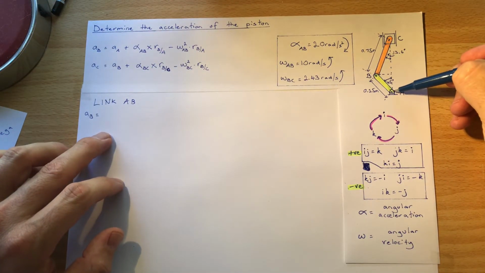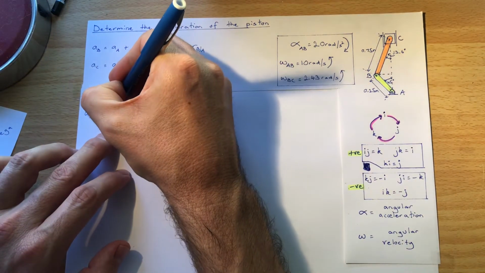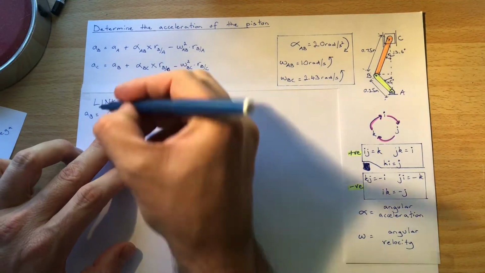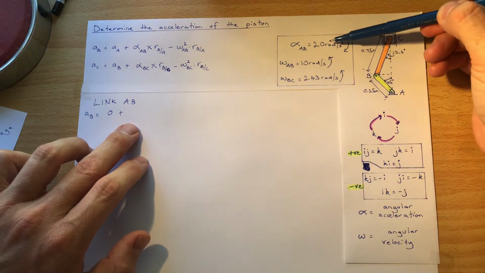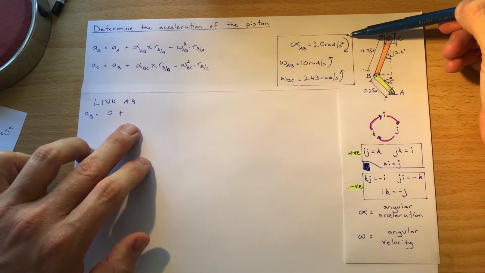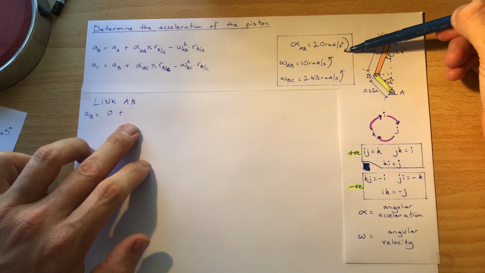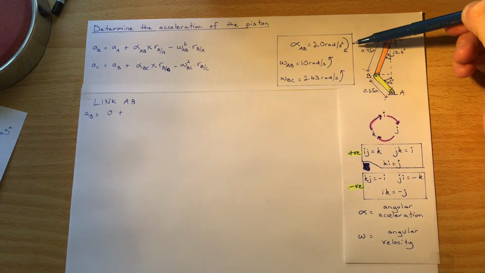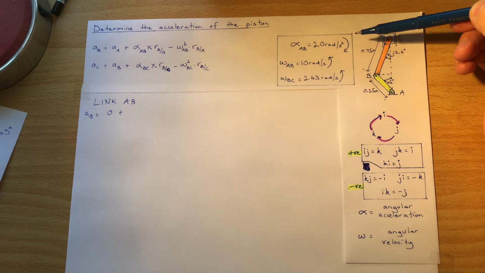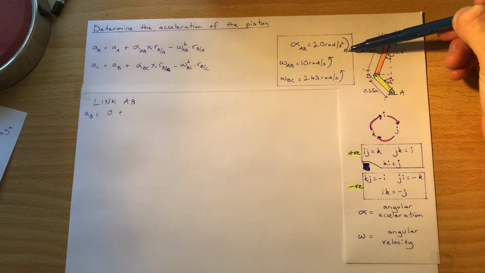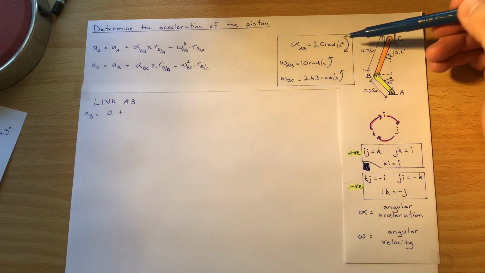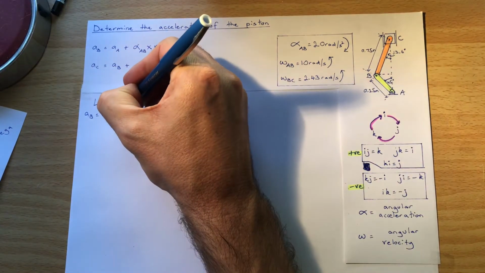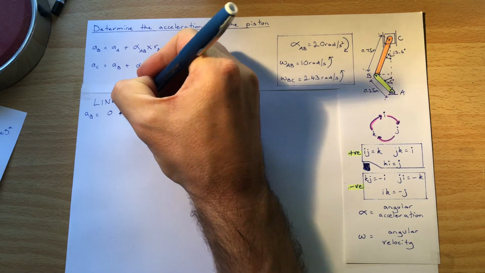Now it's locked into a pin here, so there's no acceleration down there. That's straightforward, that's 0. Plus the angular acceleration of AB, so we have 20 radians per second squared. Just note, this is in the clockwise direction. I'm sure you remember from summing moments that clockwise indicates negative, anti-clockwise indicates positive. So this is actually a negative 20 radians per second squared. So I'll make that negative 20.